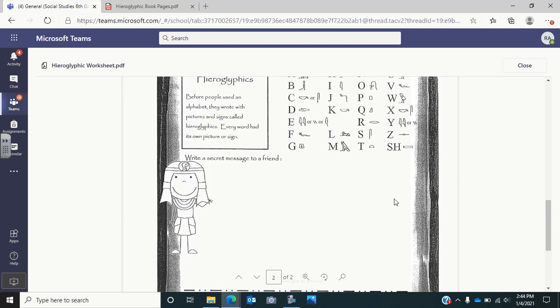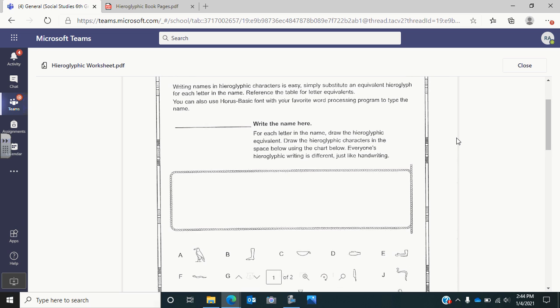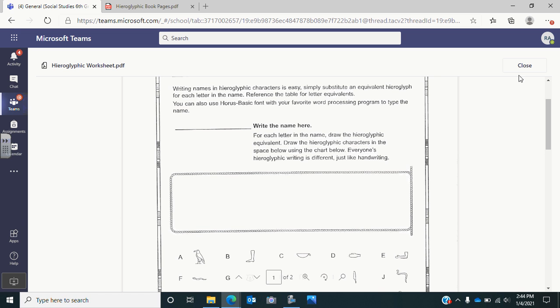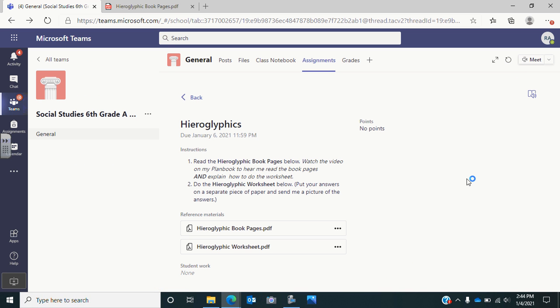So once you get your name written, you're going to take a picture of it, send it to me through Teams, either on chat or attaching it here to the assignment, or you can send me a picture through email or through Remind. If you have any questions, definitely send me a message on Teams, on Remind, or through email.